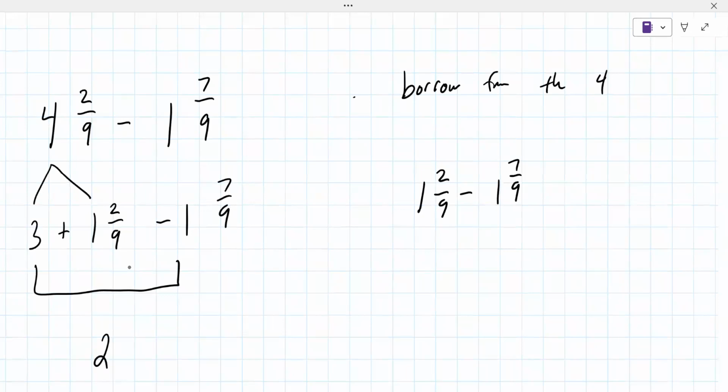I'm sorry, not 1 and 7/9. It's the 7/9. This is where you do want to make it an improper fraction. So it becomes 11 over 9 minus 7 over 9, which is 4 over 9.